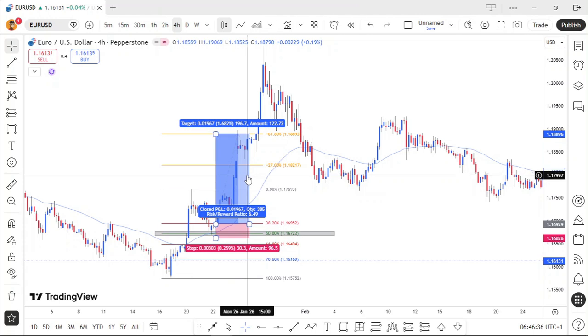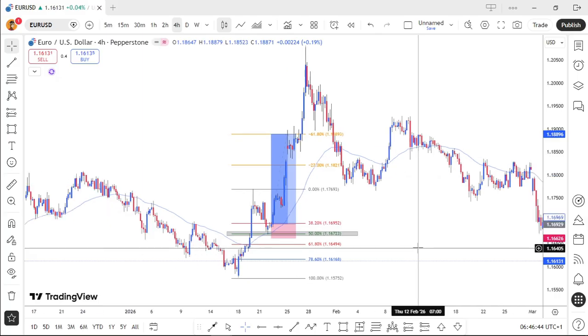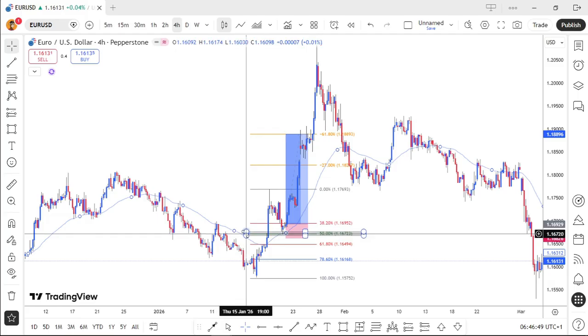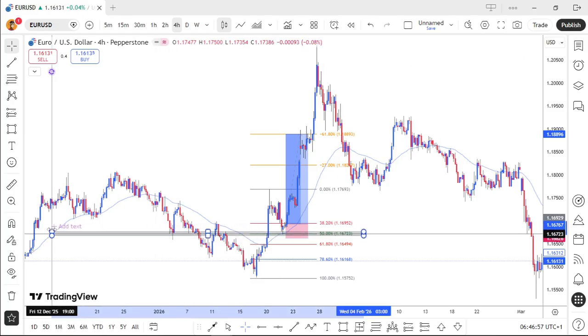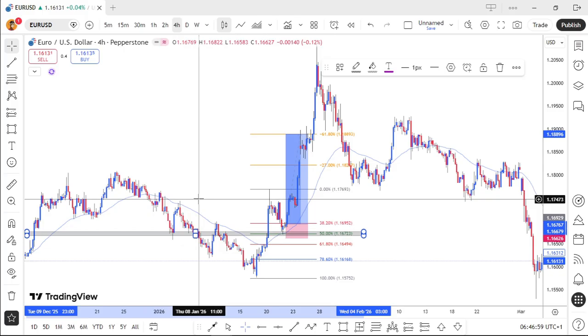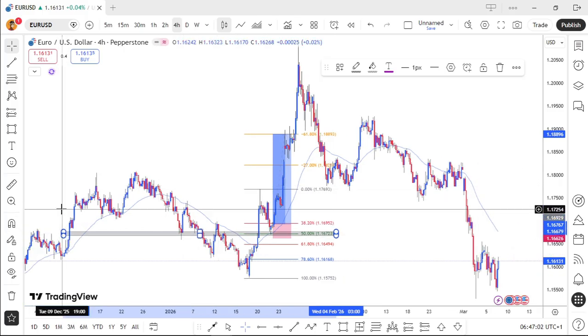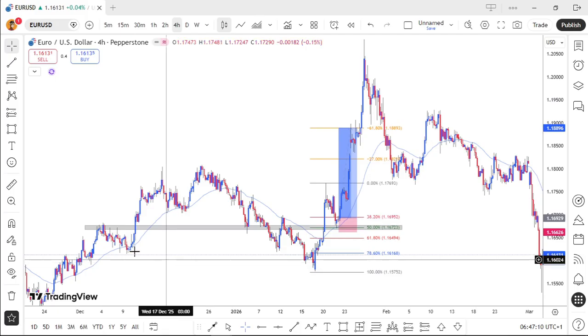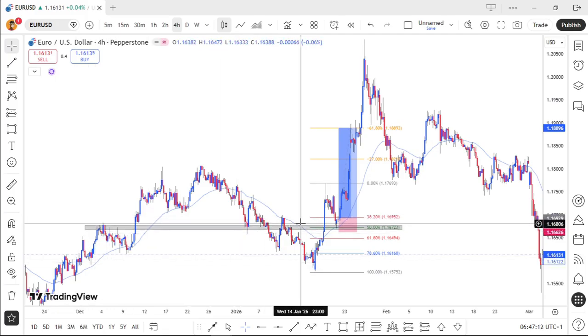So you see, when multiple tools point to the same level, the probability of a reaction increases. You can see this same 50.0 level is a level of what? It is a support and resistance level. You can see, it is a support and resistance level.